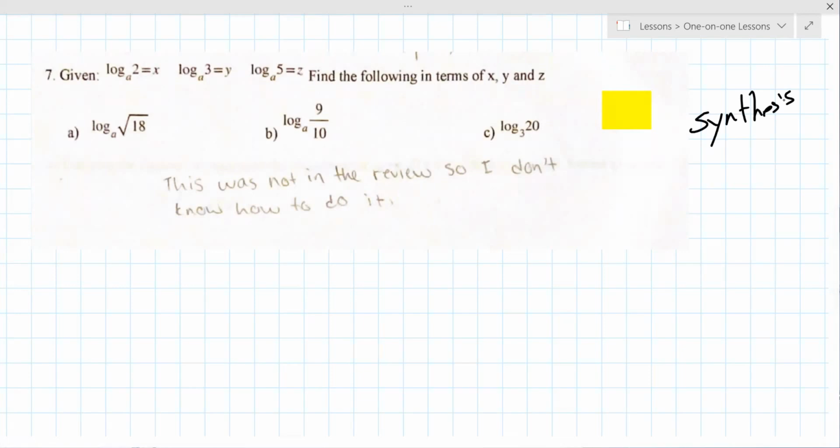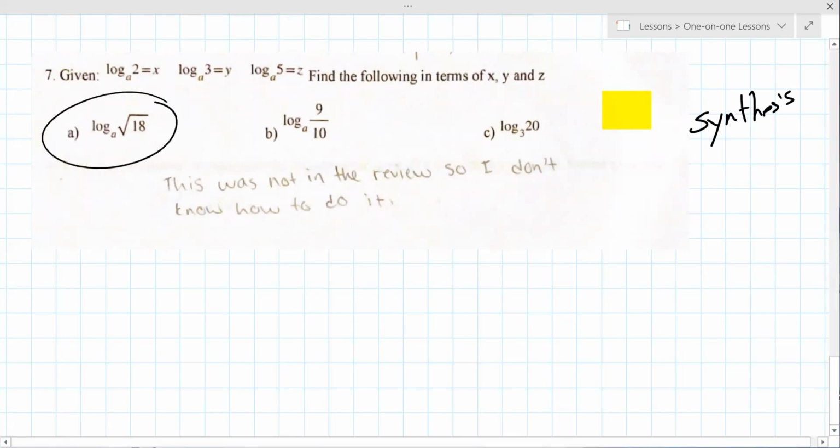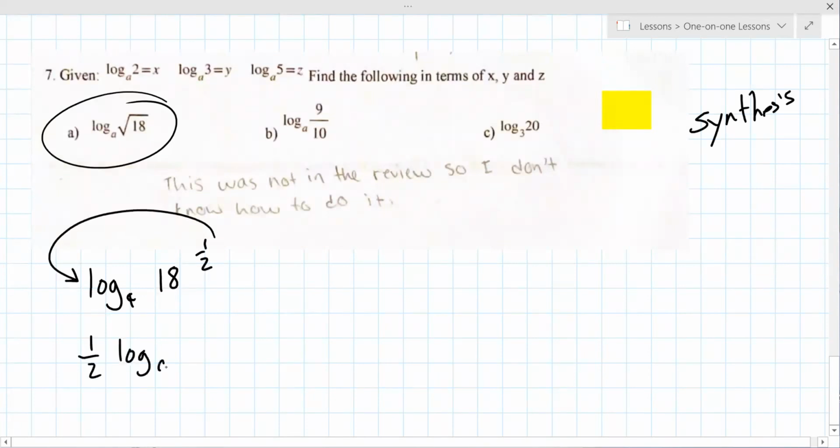It's a synthesis thing. The instructor's expecting you to see some other things here. Let's start with this one. Log base a of the square root of 18 is log base a of 18 to the 1/2 power. What can you do with this exponent? Put the 1/2 in front. 1/2 log base a of 18.